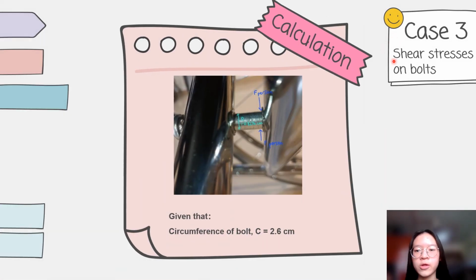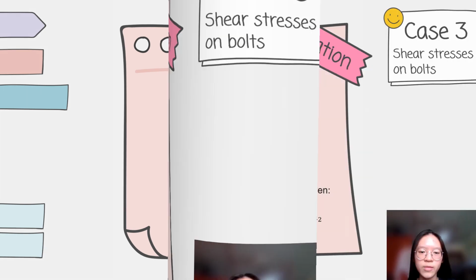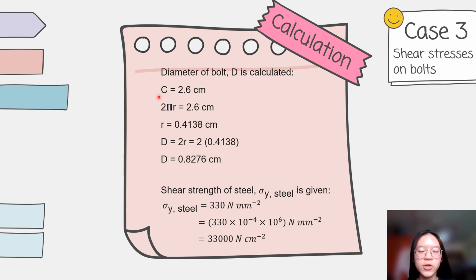For case 3, we need to calculate the shear stress on bolts. The circumference of bolt is measured. We use the value of circumference to calculate the diameter of bolts, which is 0.8276 cm. The stress of steel is given, and we know that it is 33,000 newton per cm squared.